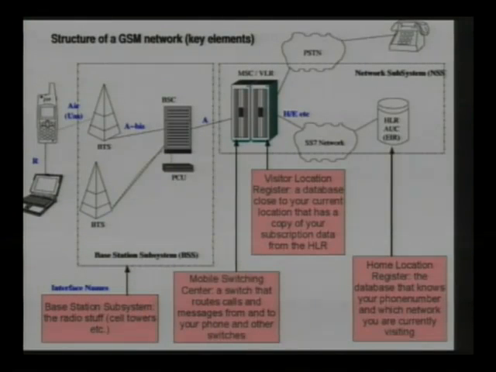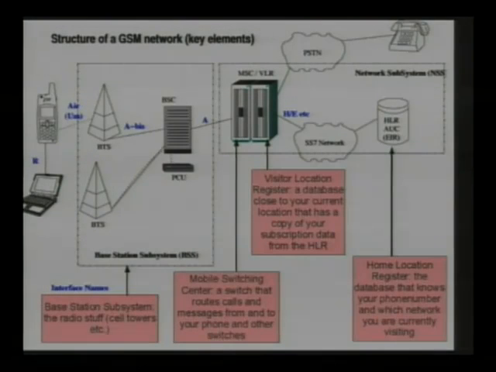So, just a very simplified structure of a GSM network. I tried to make it as simple as possible. On the right-hand side here, we have the home location register. It's practically just a database that holds your subscription data, meaning it knows your phone number, it knows your SIM card number, it knows what calls you are allowed to make, and if you are allowed to enter call forwarding and stuff like that.